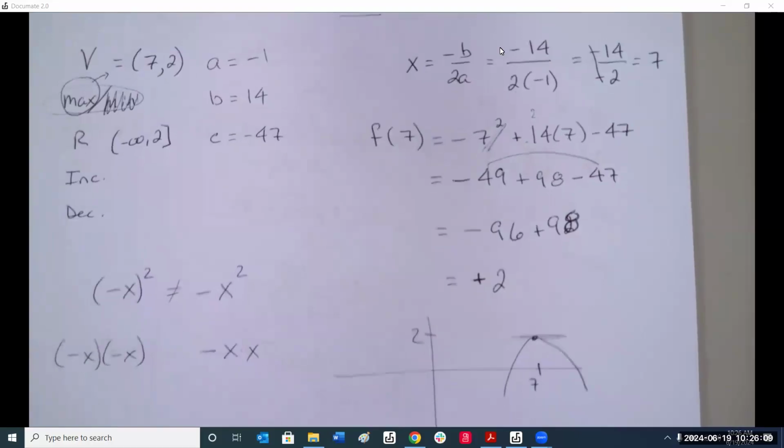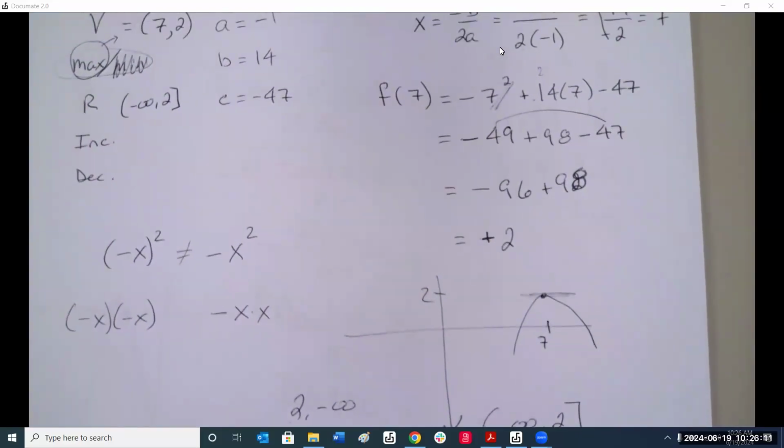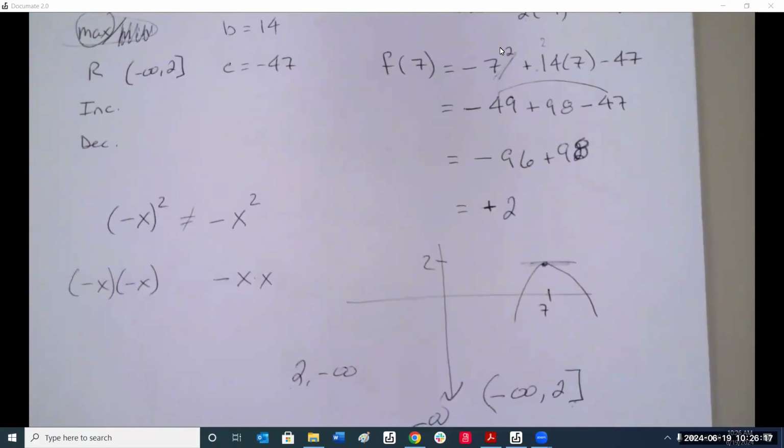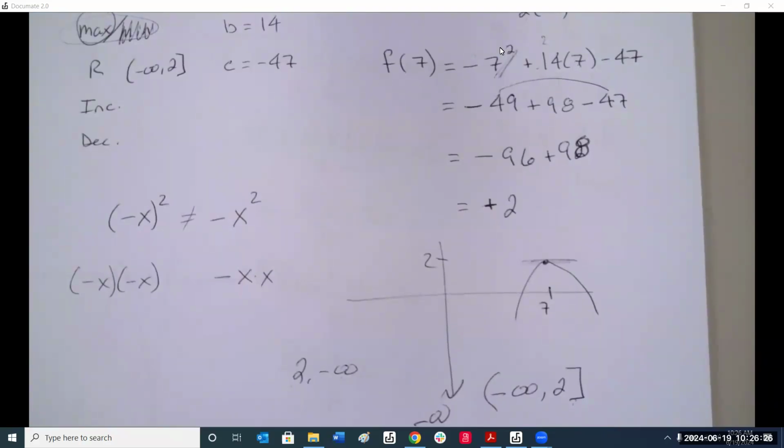So now tell me the intervals where it's increasing, where it's decreasing. Where is it increasing? I want the interval. I don't want it around. I want the interval. Where is it going up? Nope.